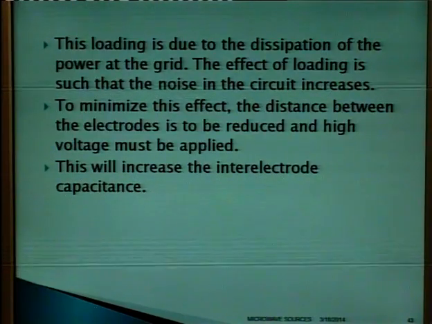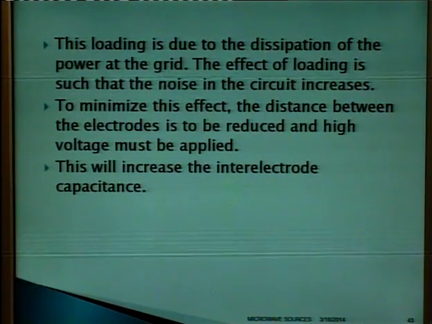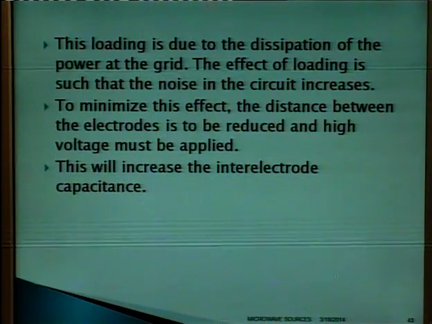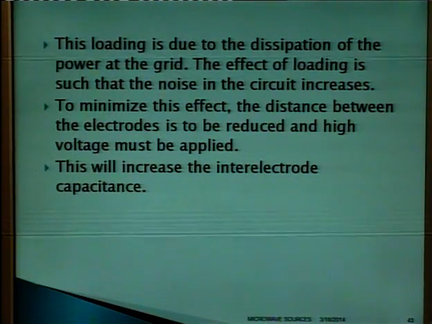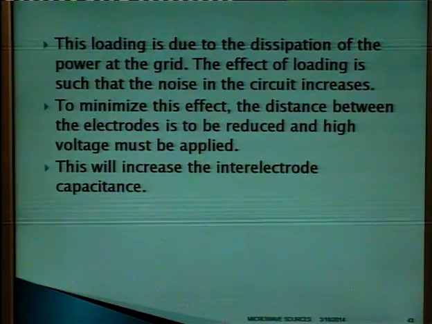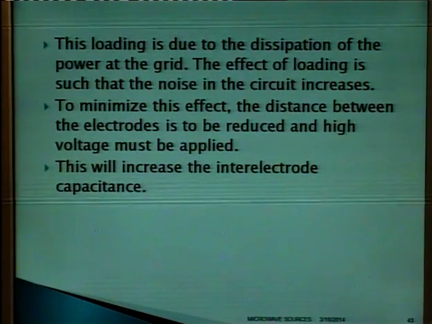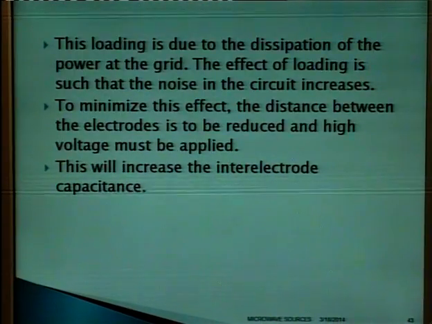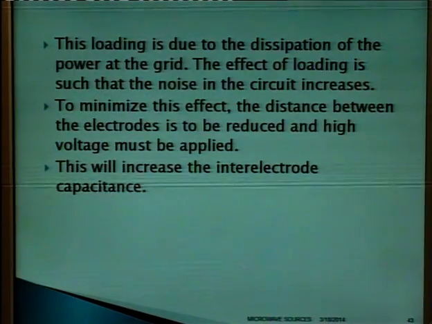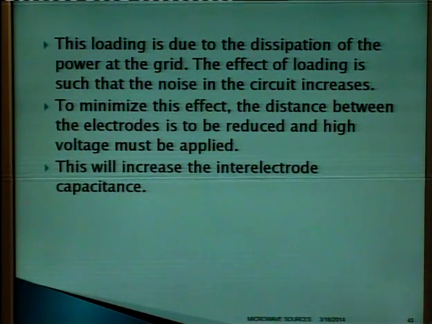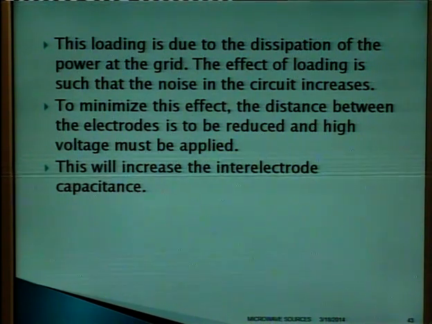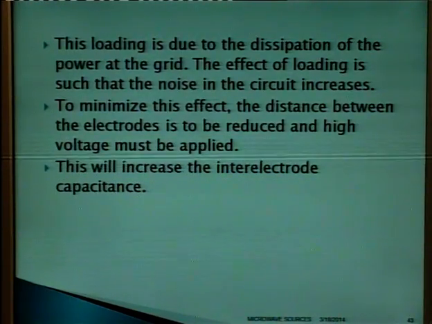So, we have to trade off between these limitations. If on one side we want to reduce inter-electrode capacitance, then on the other side the transit time will come into the picture, and when we try to minimize the transit time problem, then the inter-electrode capacitive effect will come into the picture.